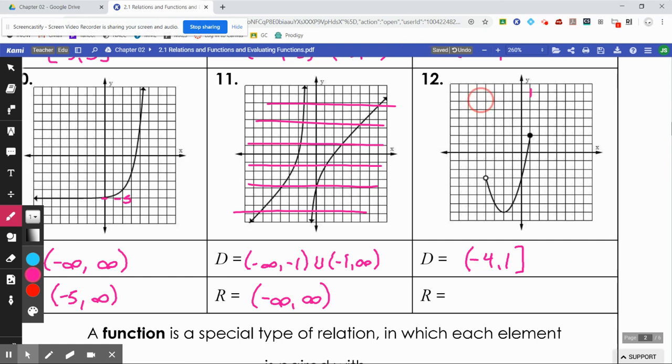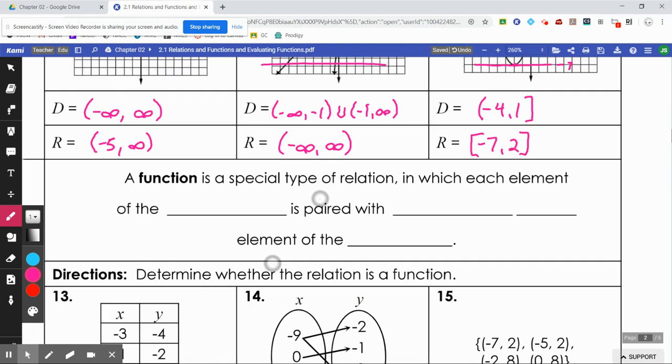My range would be how low and high does my graph go? So my range is all values from negative 7 up to 2. So let's write that. All values from negative 7 up to 2. Now down here at negative 7, is that point right here part of your graph? The answer is yes. Is 2 part of your graph? Since they're both filled in circles, the answer to both those questions is yes.